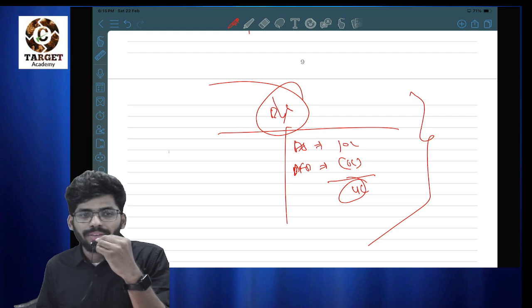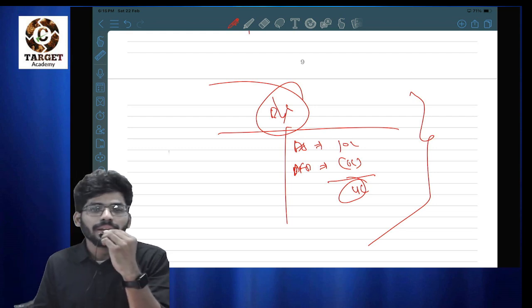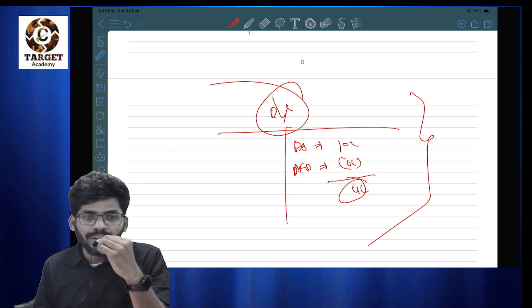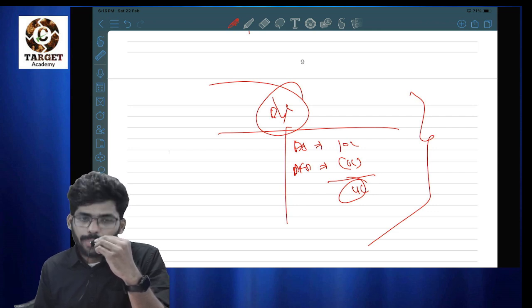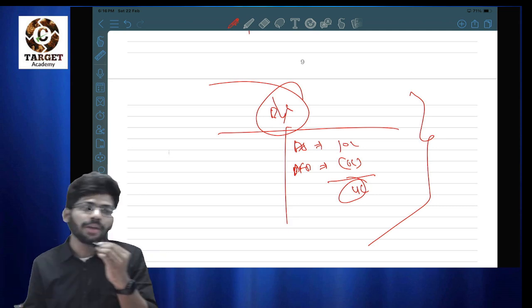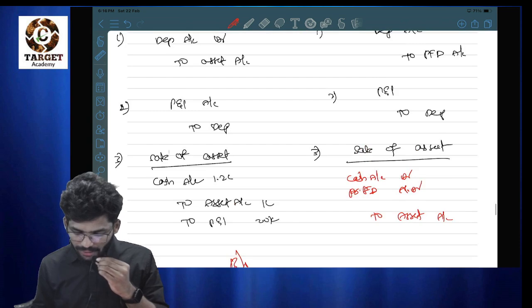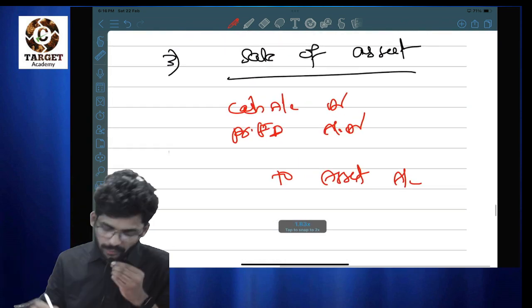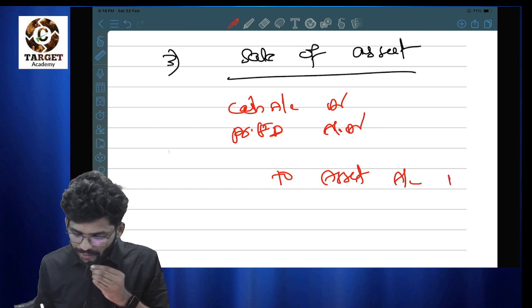For that purpose, they have introduced the concept of the provision for depreciation account. Every year, depreciation will be transferred to provision for depreciation. So in this case, the asset should be at original cost only. Correct? That's why in case of a sale of an asset, for example, the asset's original value is 1 lakh.